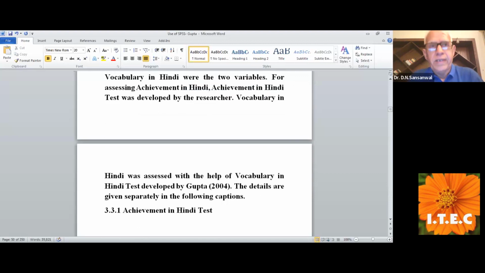And now here you can write achievement in Hindi test. Since you developed it, you should write how many items are there. So you should talk about the content covered, that what content was covered in the test. Then you should talk about the number of items. I'm not writing questions, because item is a technical word which you can use for test, for questionnaire, for observation schedule, for any tool, no problem at all.